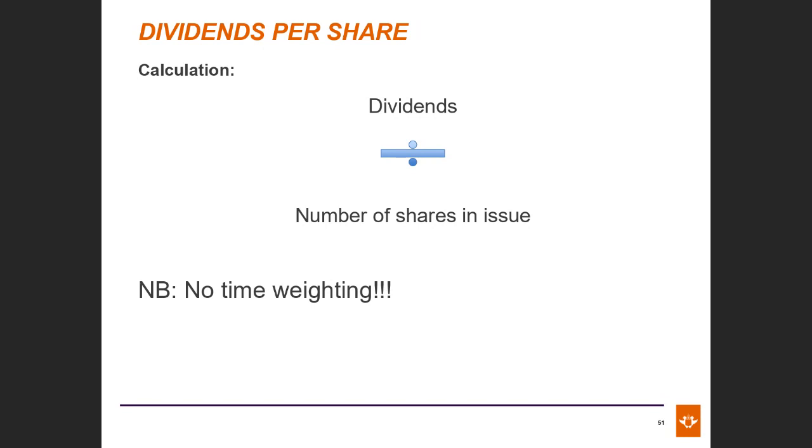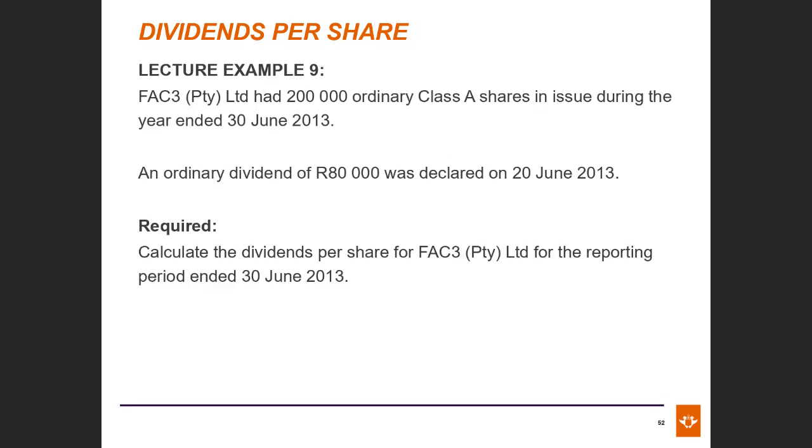Okay, so you're all on the same page. I'm quite certain you have seen this ratio before. Let's have a look at a simple example just so that we understand. In example 9, FAC3 had 200,000 ordinary Class A shares in issue during the year ended 30 June 2013. An ordinary dividend of 80,000 was declared on 20 June 2013. What is the dividend per share for the reporting period ended 30 June 2013? Can anyone tell me what is the dividend per share?